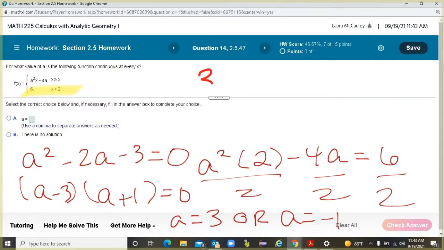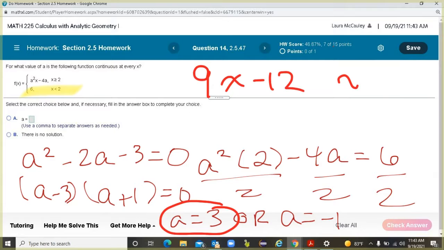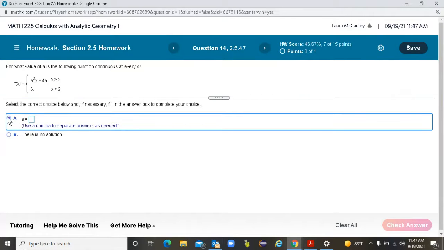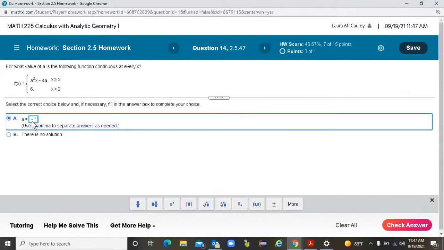So let's just try the 3. If I have 3x minus 12, so I'm just using the 3 for a, which I did not do, did I? Because 3 squared is 9. So if we let that be 9x minus 12, and then we let this one be 6, then we're going, oh, never mind. It just wants both of them. Let's just stick them both in. I was getting ahead of myself. All right, I forgot what they were. -1 and 3. Oops.